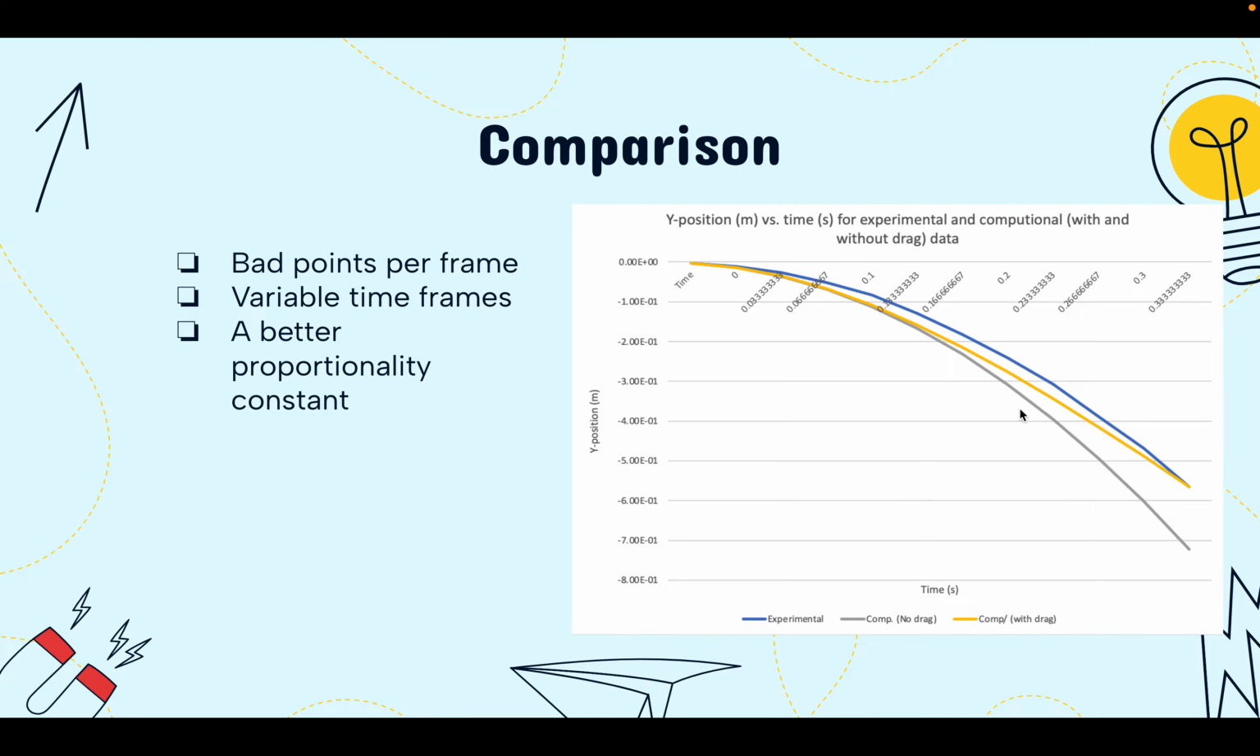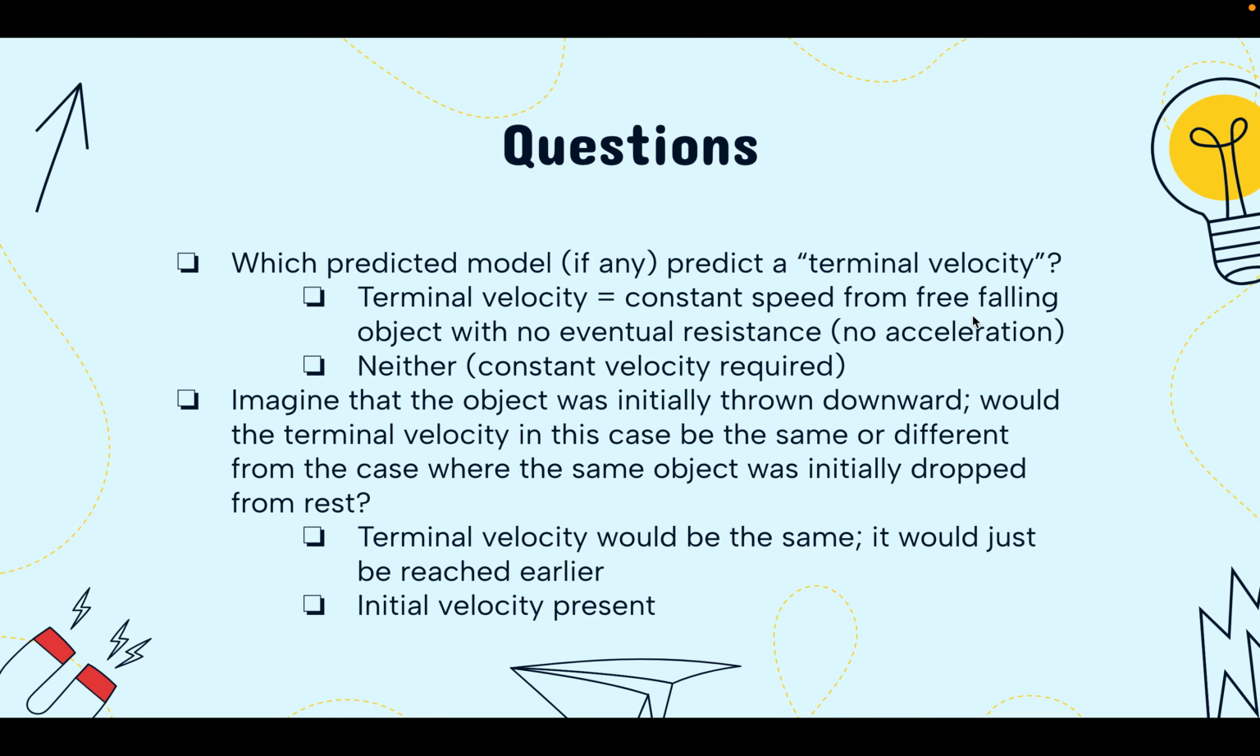As you can see, the gravity-only model severely deviates from the experimental value, while the computational model with gravity and drag fits closer to the actual experimental value. But as you can see, there is deviation near the middle. This could be because bad points per frame were chosen. Maybe more precise ones could have led to a more accurate representation. There are variable time frames. If a faster time frame was chosen, there would have been more points, so it might have been more accurate. But more realistically, a better proportionality constant could have been chosen, because this could have brought the predicted values closer to the experimental. And here are the questions.